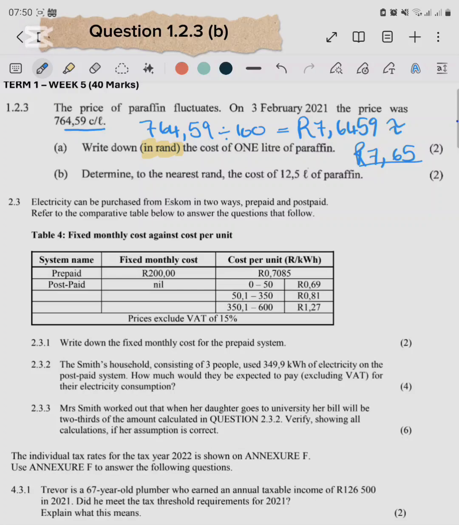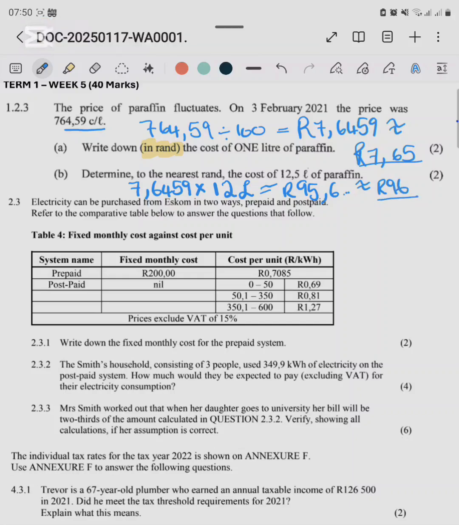Then they want you to determine the cost to the nearest rand of 12,5 litres of paraffin. So if you know the price of 1 litre, you're just going to say 7,6459 times 12,5 litres. And that will get you to 95,6. And there's some cents there, but they want it to the nearest rand. So then you say, well, that is approximately 96 rand as your final answer.